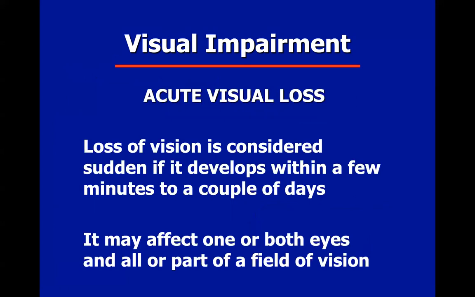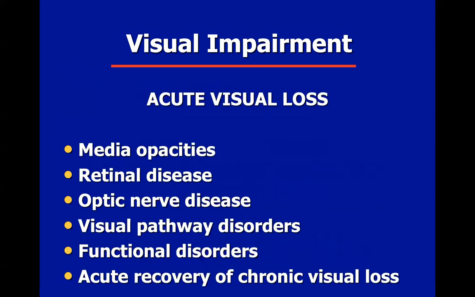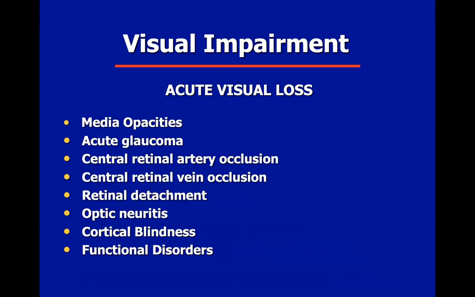It's a loss of vision. It's acute, it's sudden, and it can develop within a few minutes to a couple of days. That's what we refer to as acute visual loss. It can affect one or both eyes and all or part of a field of vision. So when we talk about acute visual loss, it can be due to media opacities, retinal diseases, optic nerve diseases, visual pathway disorders, functional disorders, or acute recovery of a chronic visual loss, and we'll be covering that.